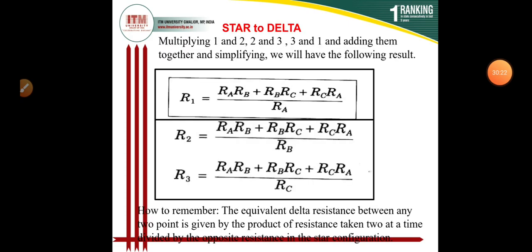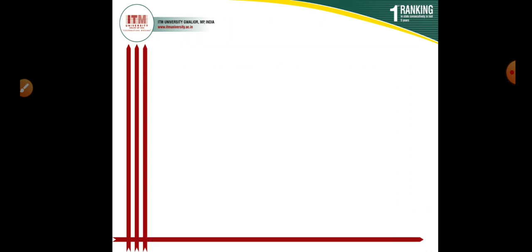Now I think you are very clear on how we transform the star connection to delta, and how we transform from delta to star. So very easily we are able to transform the mathematical models from delta to star and star to delta. Now coming to some numericals.